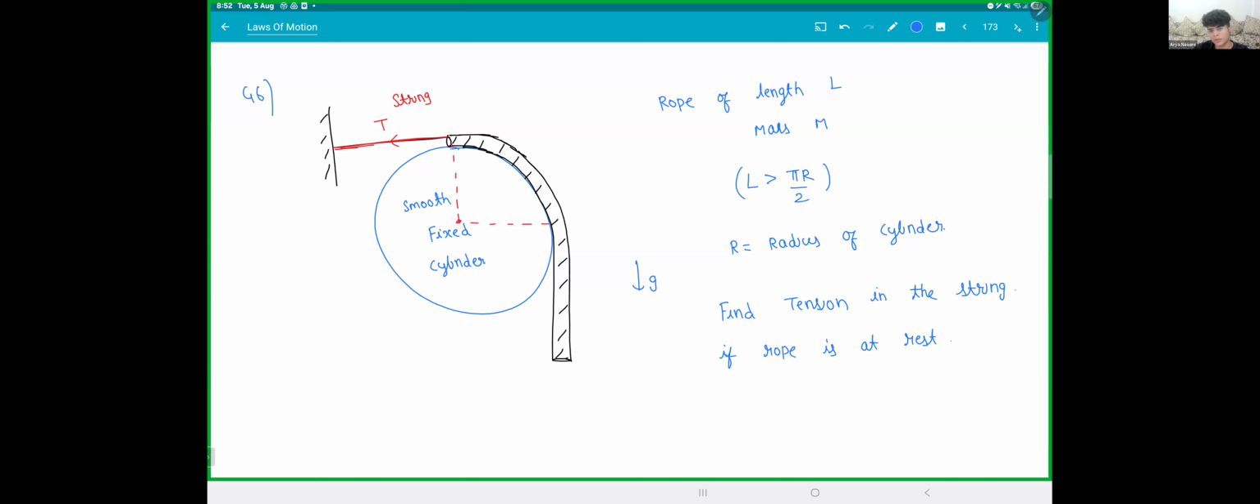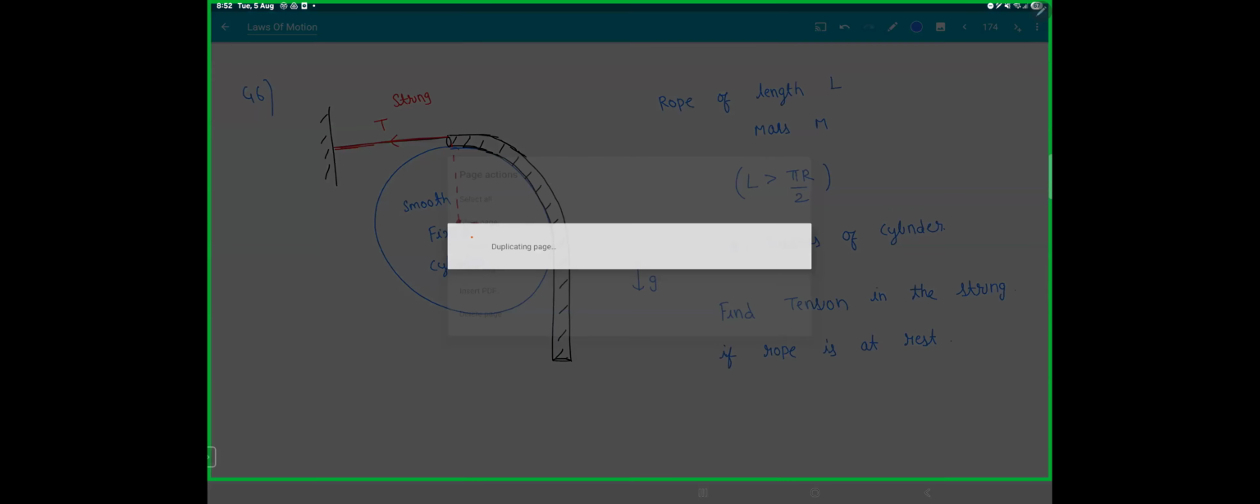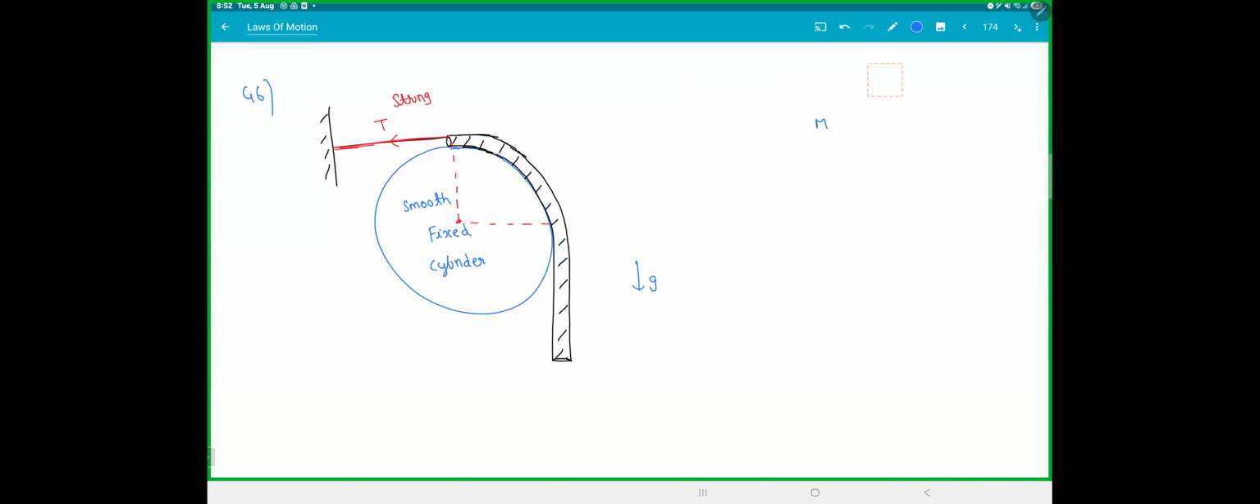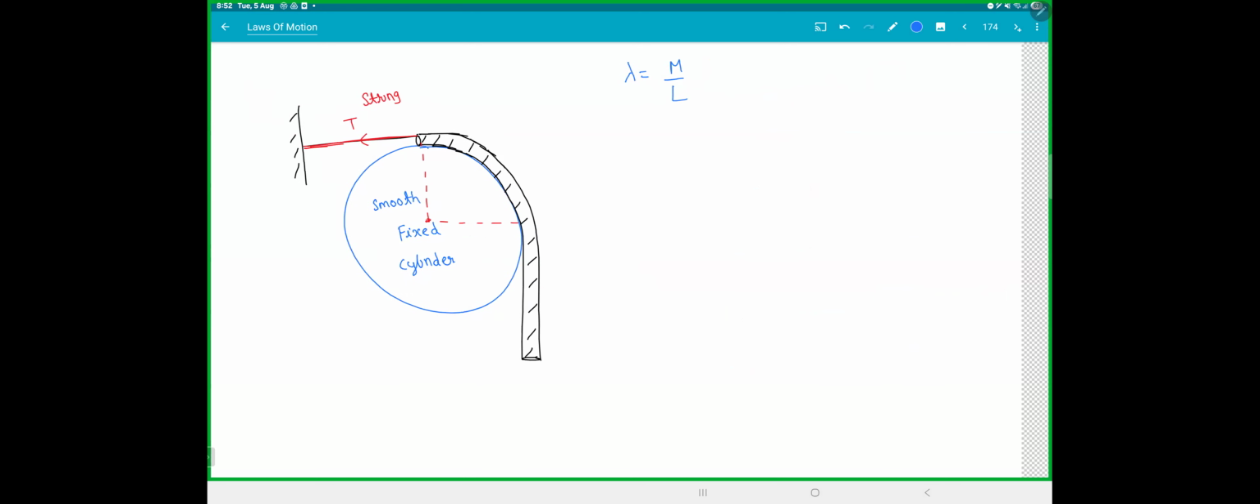So the result was lambda g h, right? Yeah. M by L into (L minus pi r by 2)... okay, mg r by L, pi r by L. Let's see when I don't remember the answer. First, let's get a few data points here. What is lambda? Mass per unit length. So total mass of the rope is M and length is L. That's your lambda.